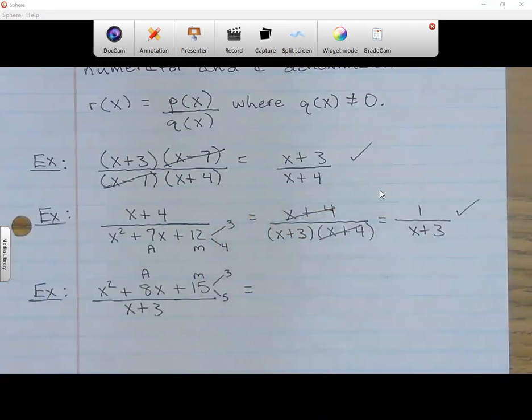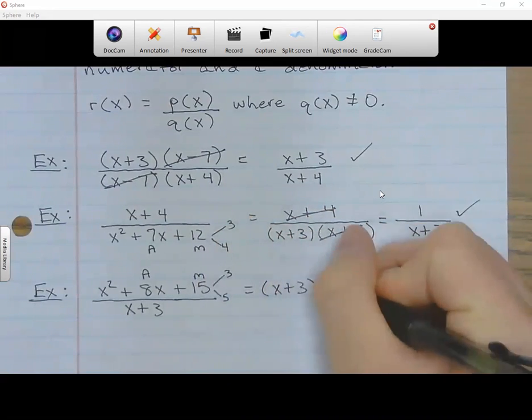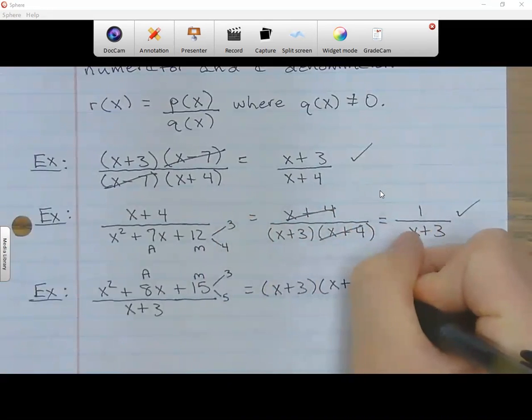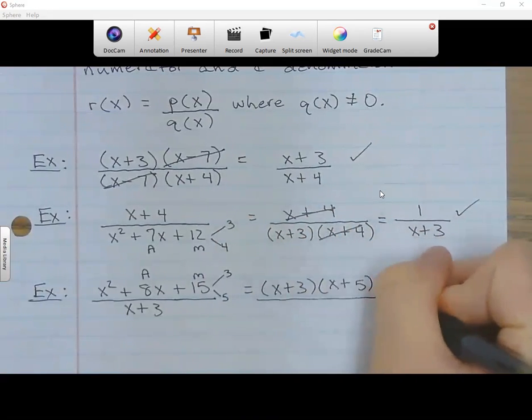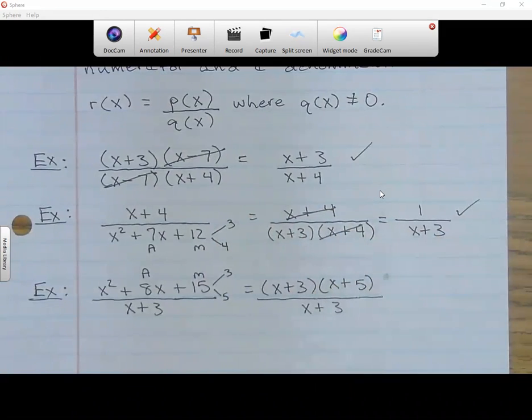Okay, so how am I going to write this? X plus 3, x plus 5. On the bottom, I still have that x plus 3. That hasn't changed. So now, what's the same on the top and bottom? What can I cancel out? It's those x plus 3s, right?